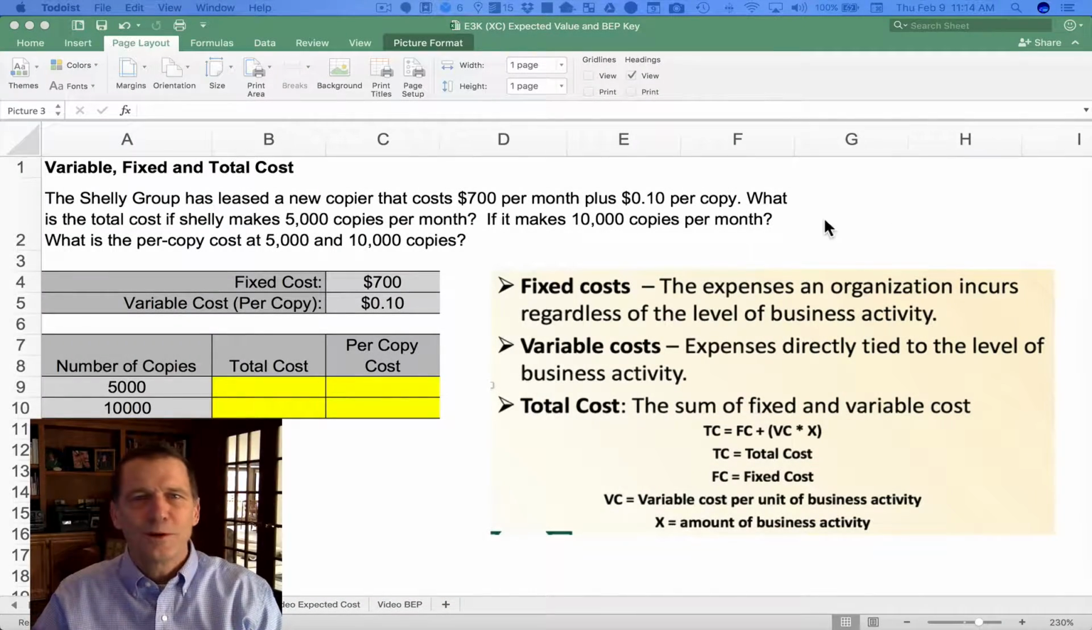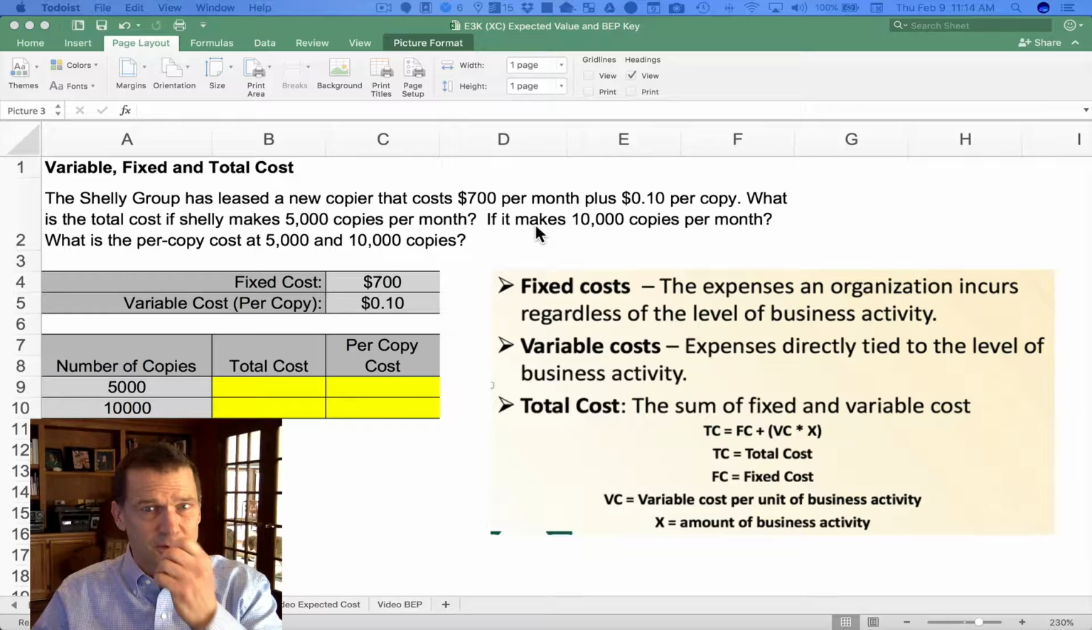In this video, we're going to take a quick look at fixed and variable cost and total cost, and we'll see how we can solve a simple model in Excel. So fixed cost, I've put a definition up for you. These are the expenses an organization incurs regardless of the level of business activity.